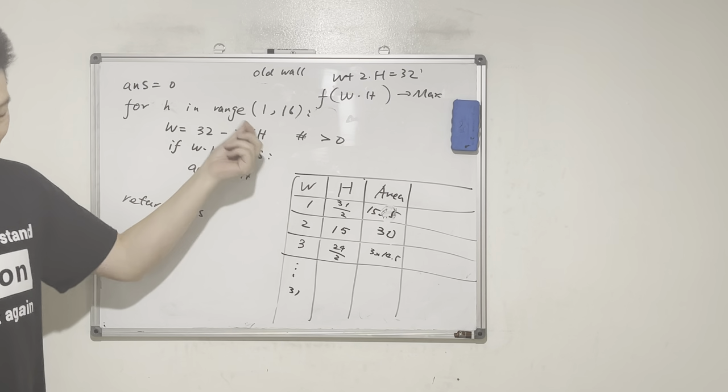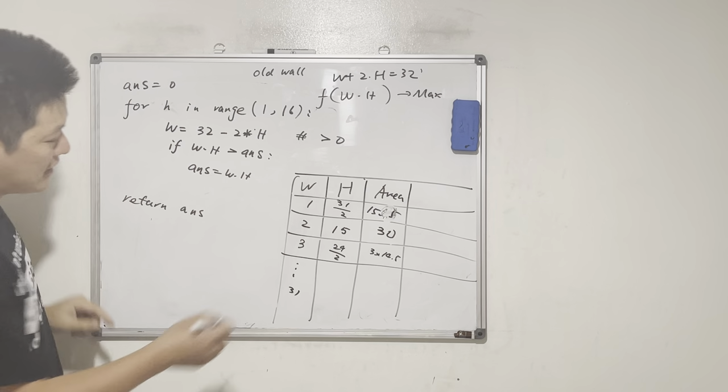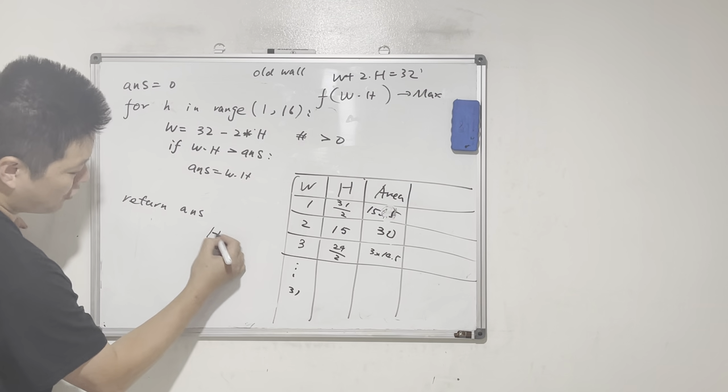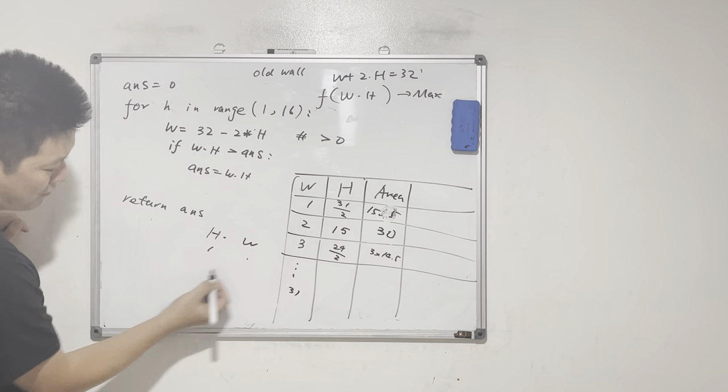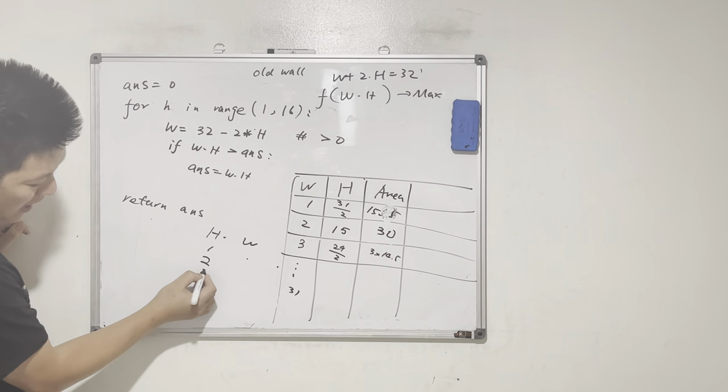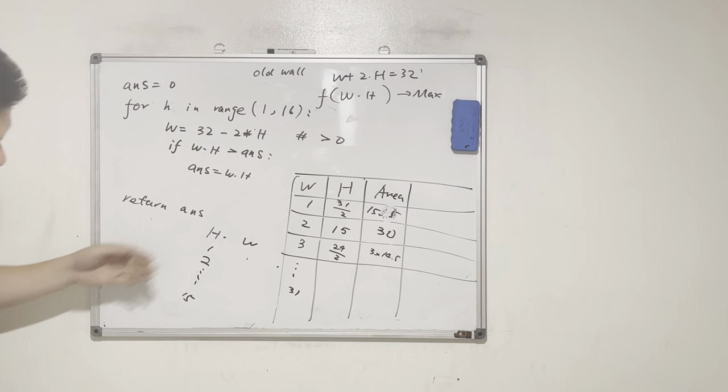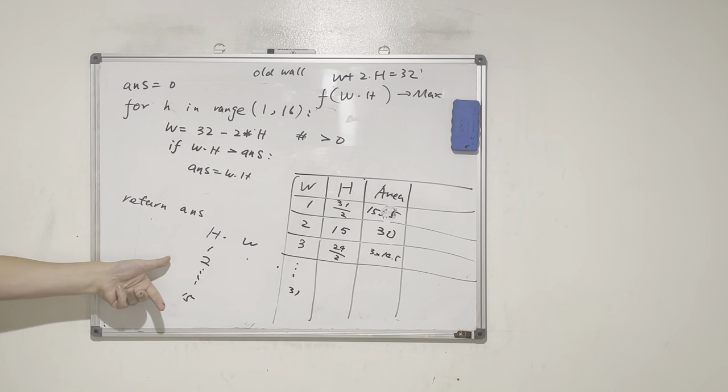It's actually 15 solutions. So instead of listing W and H, we list H. H equals 1, we calculate W. H equals 2, up to 15. We only try 15.